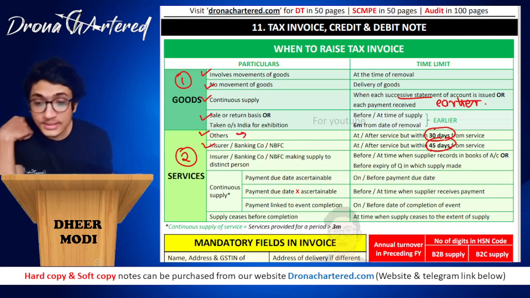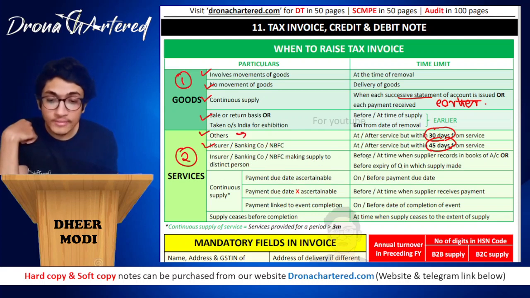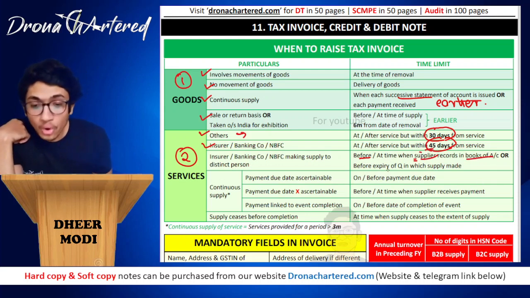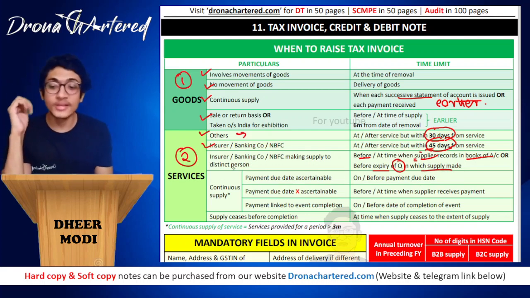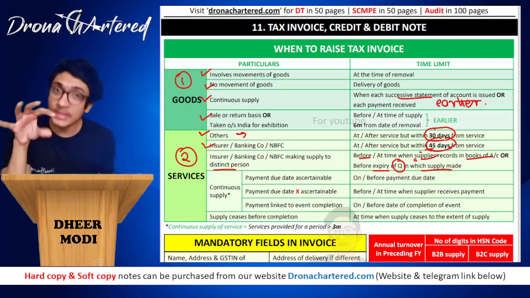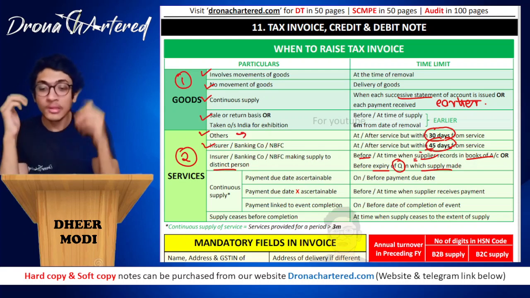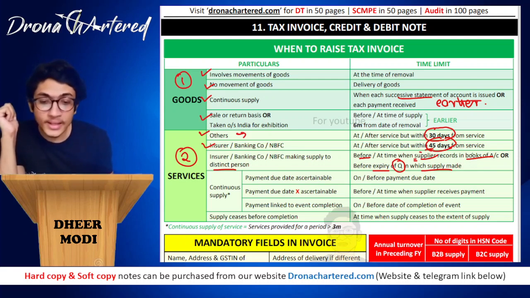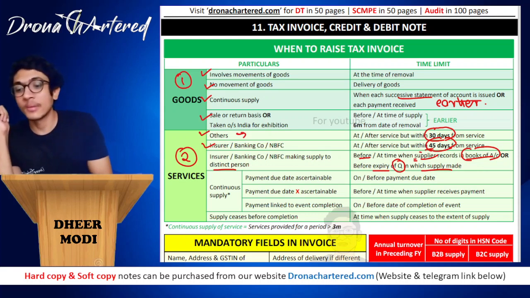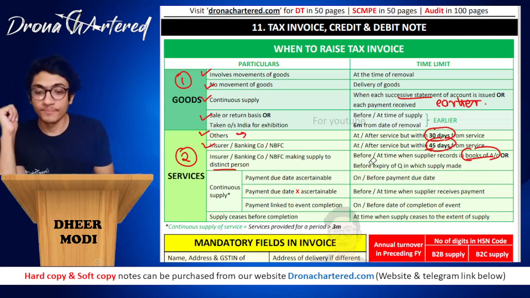Okay. If any insurer, banking company, or NBFC makes supply to a distinct person, in such a case, it will be before or at the time when the supplier recorded it in his books of accounts, or before expiry of the quarter in which the supply was made. For example, a banking company has one branch in Maharashtra, one branch in Karnataka. So these are both distinct persons. In such a case, it will be made when the supplier has recorded it in the books of accounts, or before expiry of the quarter in which the supply is made, whichever is earlier.